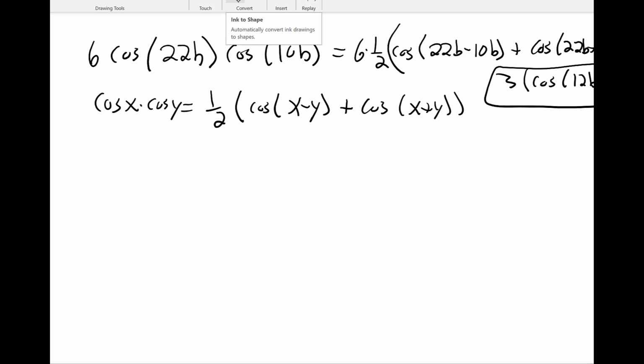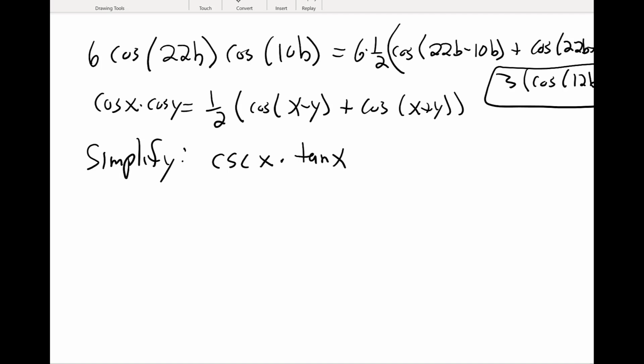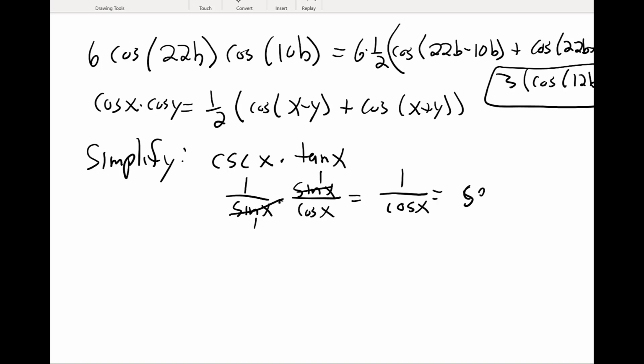So now we're going to simplify the following. Cosecant x times tangent x. So cosecant of x is 1 over sine of x. Tangent x is sine of x over cosine of x. So these divide out. You get 1 over cosine of x, which is secant x.